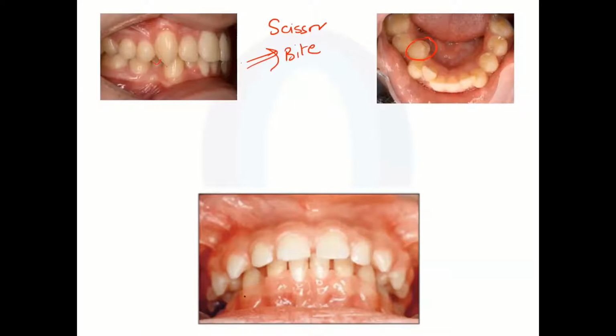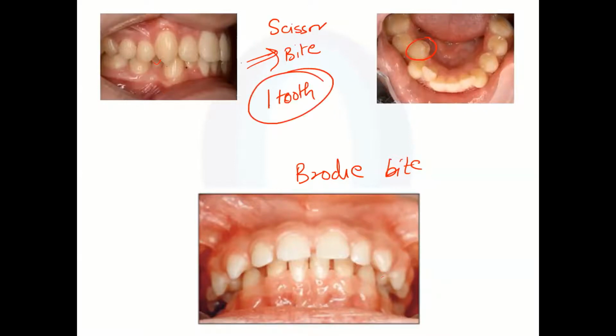Now, what is Brodie bite? When the whole of the mandible is contained within the maxilla, can you see the premolar cusp here? When the whole of the mandible is inside the maxilla, it is called Brodie bite. When only one tooth or 2-3 teeth are within like this, it is called scissor bite.